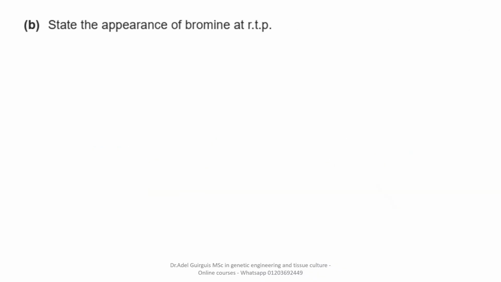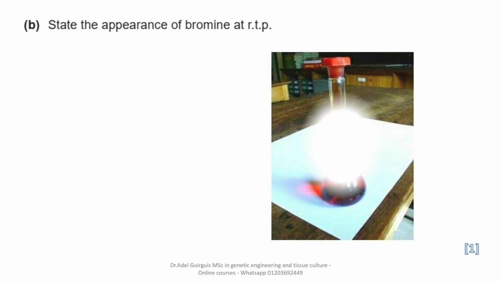Letter B states the appearance of bromine at RTP. Bromine in the school lab or chemistry lab has a reddish brown color and it is a liquid.